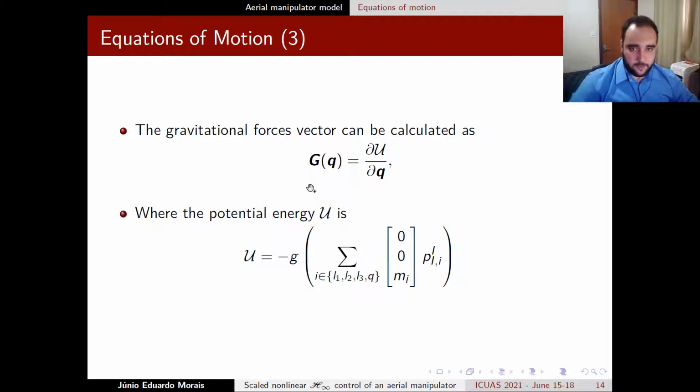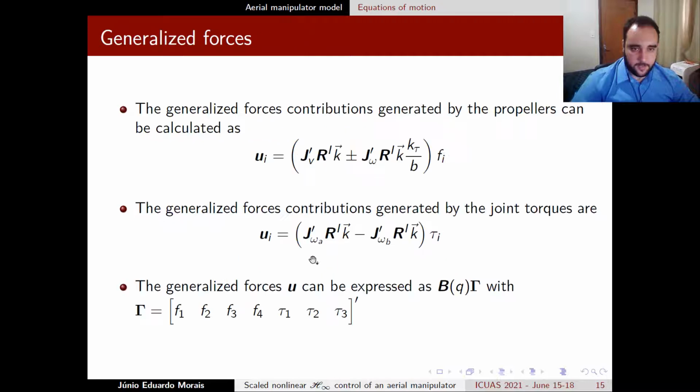And the gravitational forces vector can then be calculated as the gradient of the potential energy in relation with the generalized coordinates of the system. The potential energy U is represented as the sum of the contributions of each body multiplied by the gravity acceleration, G here. Finally, the generalized forces can then be calculated as the contributions from each of the control inputs of the system, and in this case we have gamma composed by the 4 forces generated by the quadrotor propellers, and tau representing the torques of each of the manipulator joints.